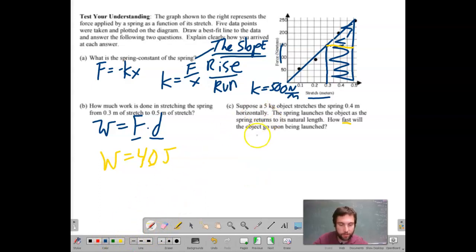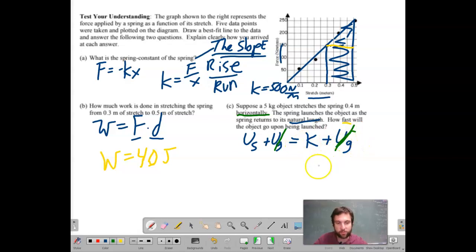Conservation of energy. Let's see, what kind of energy do we have in the beginning? We would have spring potential. Being launched as a projectile, so there's going to be gravitational potential too. In the end, no more spring potential energy, it's at natural length. So then we have kinetic energy plus gravitational potential energy. Those two are exactly the same because it's being horizontally launched, so we can cancel out gravitational potential from each side.